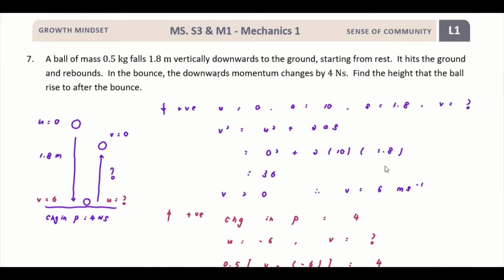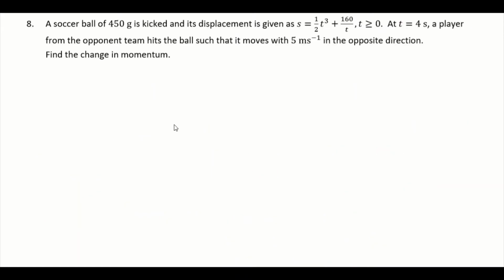So now let's move on to the last question for the variable acceleration. Alright, question 8. A soccer ball of 450 gram is kicked and the displacement is given by s equal to 1 over 2 t cubed plus 160 over t. Okay, so you can imagine that you have this soccer ball. Okay, so someone actually kicked the ball. So the displacement taken by the soccer ball is s equal to 1 over 2 t cubed plus 160 over t.